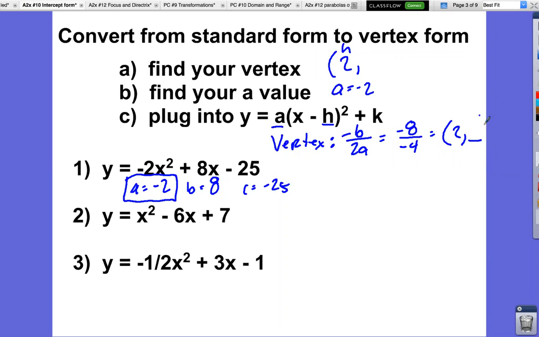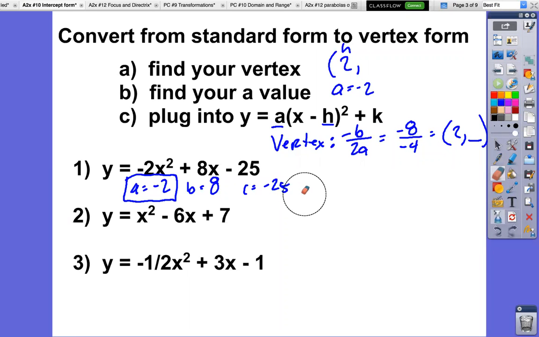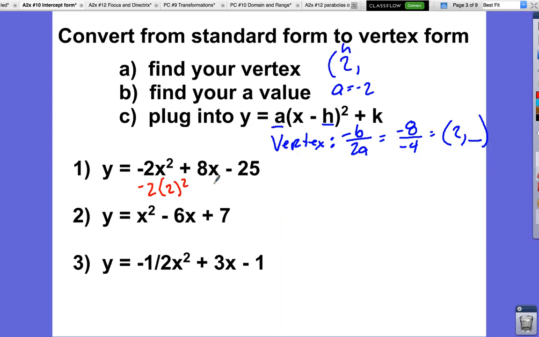So how do I find my vertex? How do I find k? You plug it in to all the x. Exactly. So plug it back in anywhere you see an x. Two squared is 4 times -2 is -8 plus 16 minus 25 gives me -17, and that is my k value. Any questions so far?